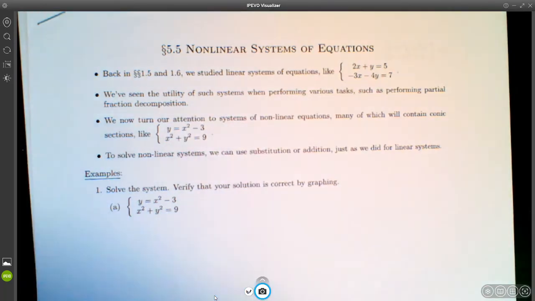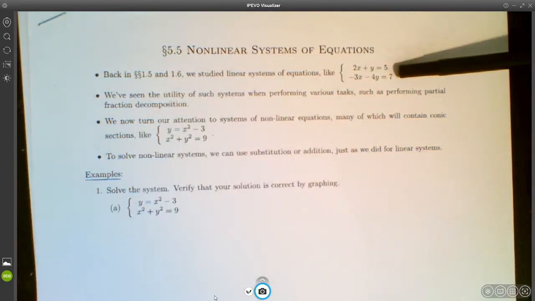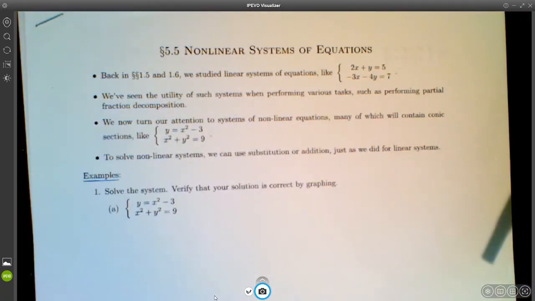So now that we are very familiar with conic sections, we can talk about solving nonlinear systems of equations. Systems of equations and inequalities have been topics that we've talked about throughout the course. Way back in sections 1.5 and 1.6, we talked about solving systems like this. We had systems of 3 equations with 3 unknowns as well. We also talked about systems of linear inequalities.